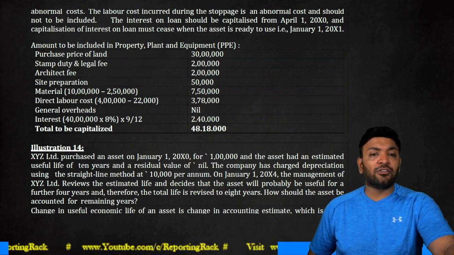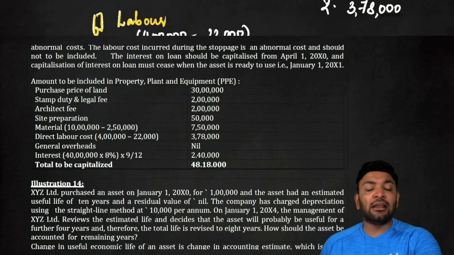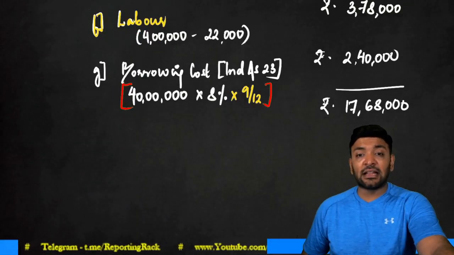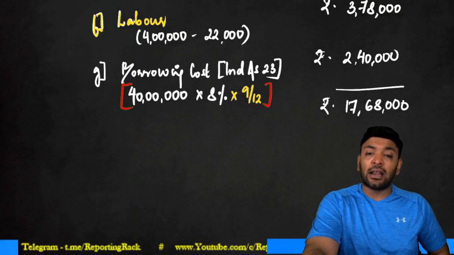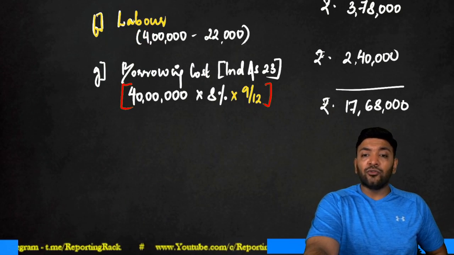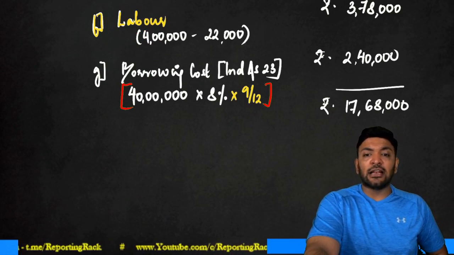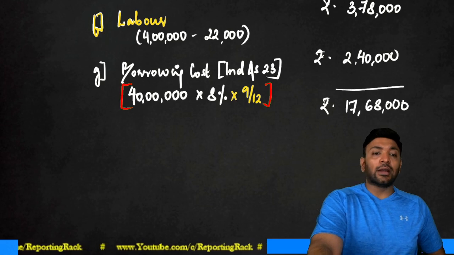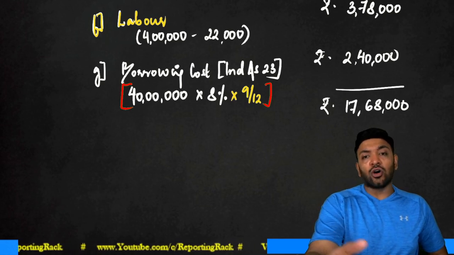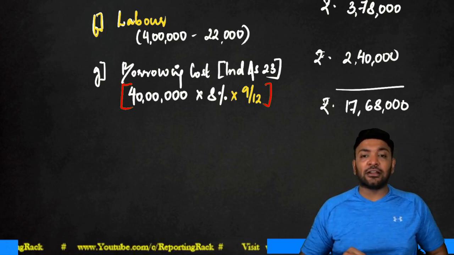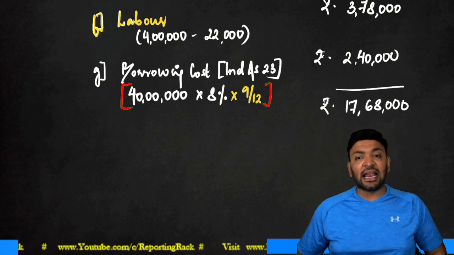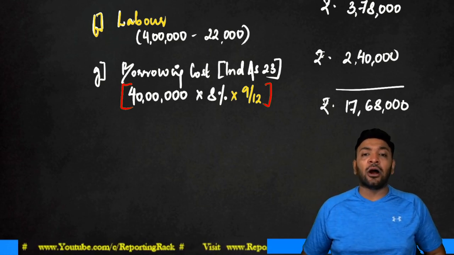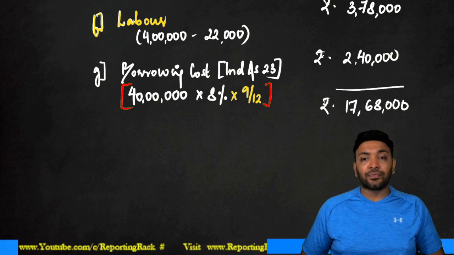Guys, to the extent of the material, if you believe that even that 1 lakh 50 is not supposed to be included, then I leave you with the judgment. You can reduce it if you want. You can definitely reduce it if you want. So obviously your answer will be 1 lakh 50,000 short. So instead of 17 lakh 68, you might probably land up with about 16 lakh 18,000. Clear?